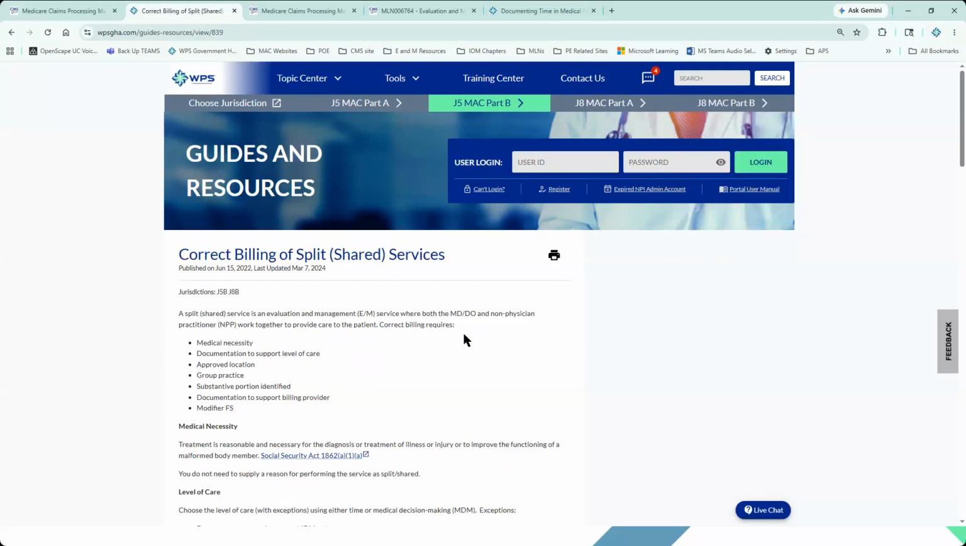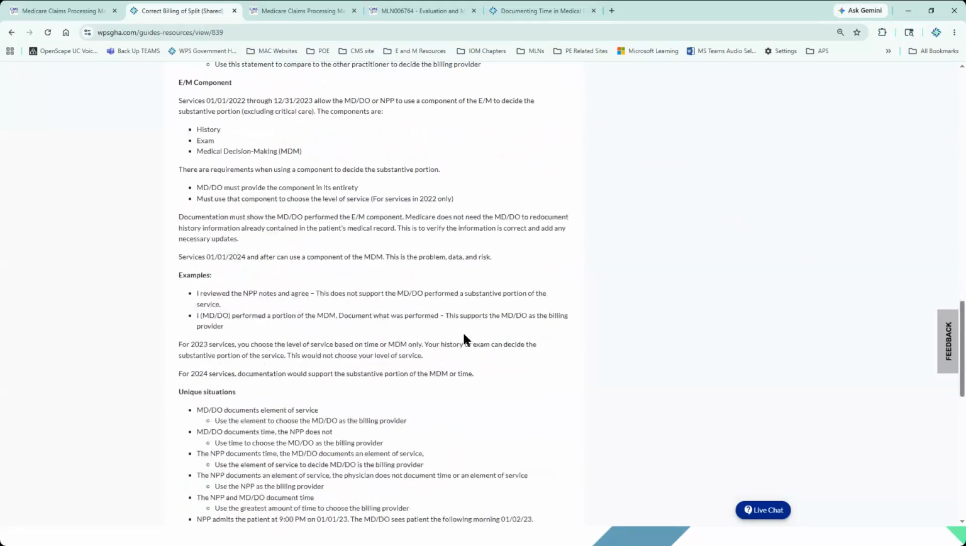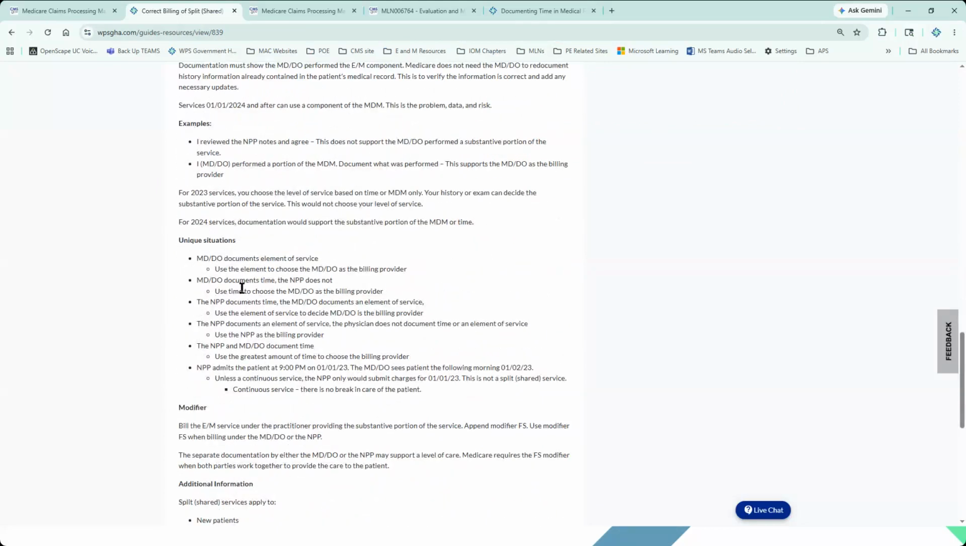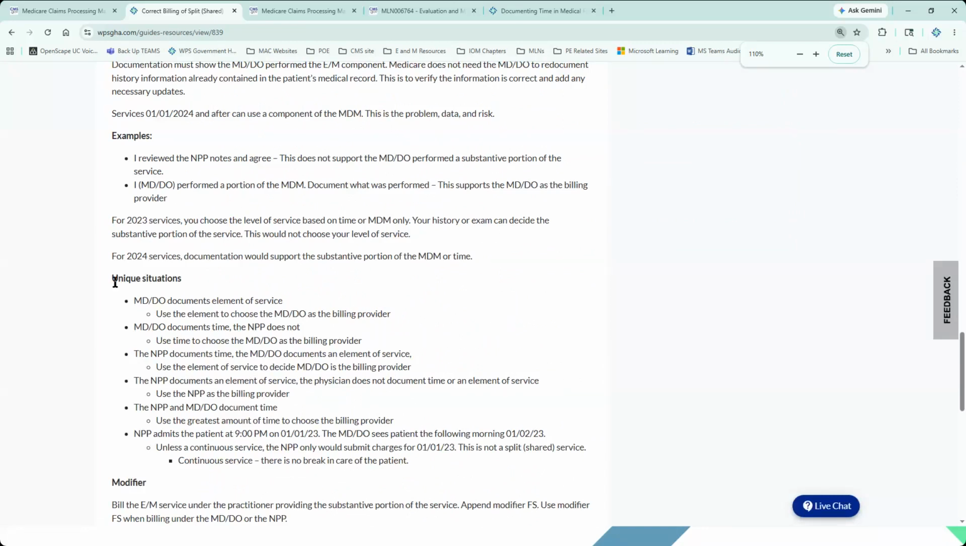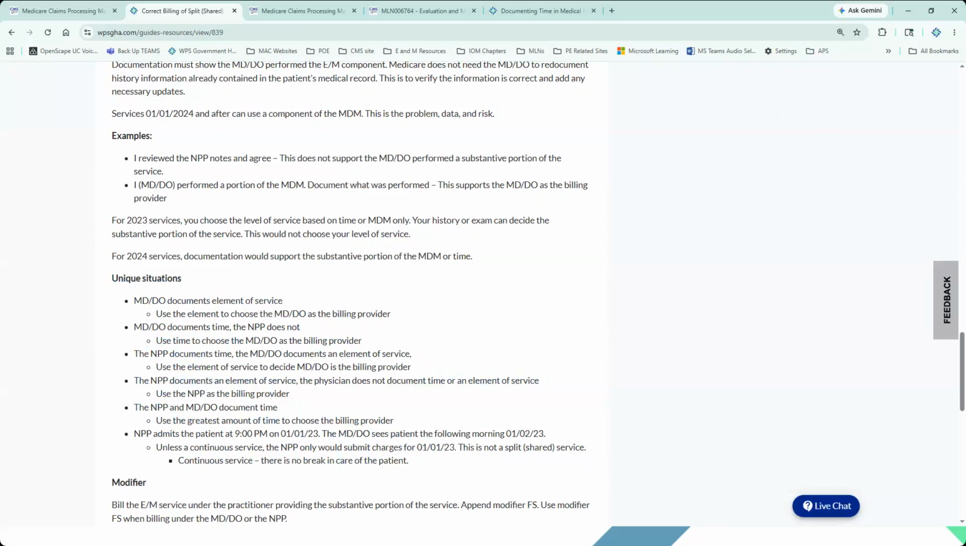So this is the split shared services, and if you scroll down, I apologize for the scrolling, there's this section, and I'm going to zoom in so you can see that a little bit. They're asking about unique situations. That question is really asking if these still apply, and the answer is yes, they still apply in 2026.